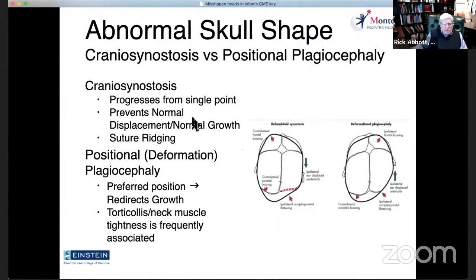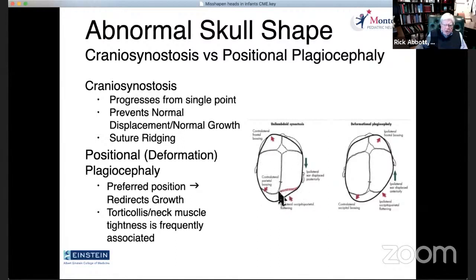And this is how it's done. Craniosynostosis progresses from a single point and prevents normal displacement, thus normal growth of the skull. So it impedes growth. For that reason, on the ipsilateral side of the coronal synostosis, you're going to have less bone volume than you will on the contralateral side.